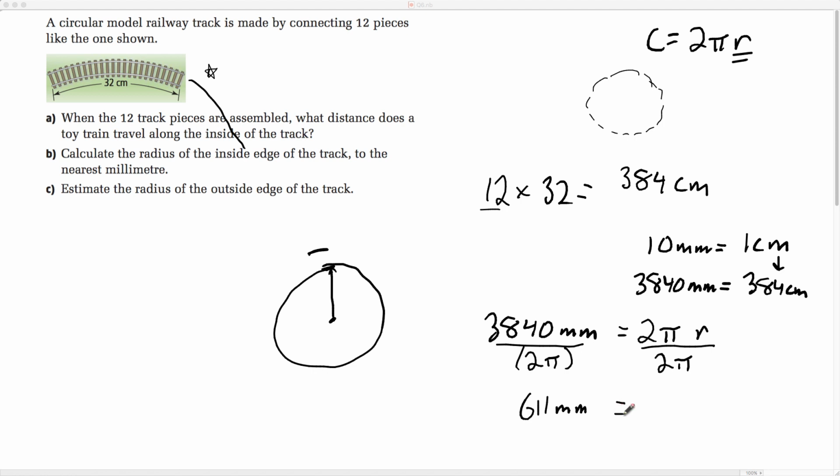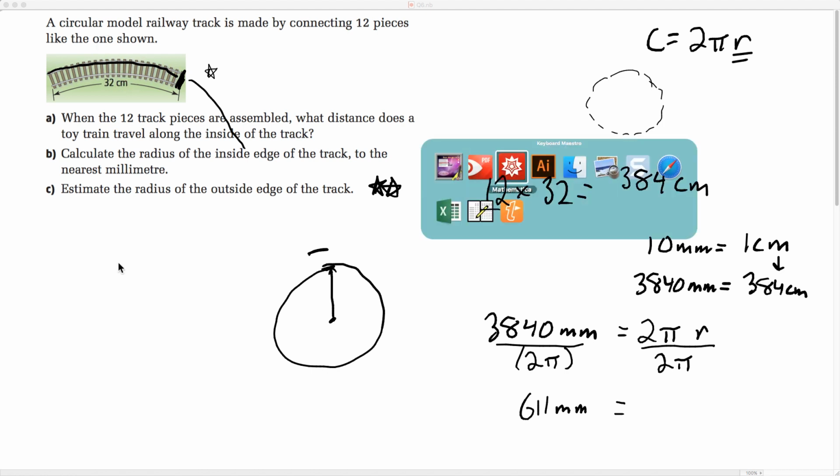That's the inside radius. Now I'm appealing to students, maybe to your teacher. I have no idea how I would estimate the radius of the outside edge. I wasn't sure whether they were expecting us to draw circles and compare the outside circle with the inside circle, or somehow get a sense of how much further this radius is based on the scale of the diagram.